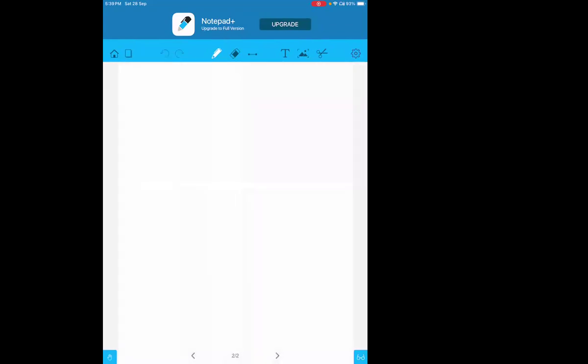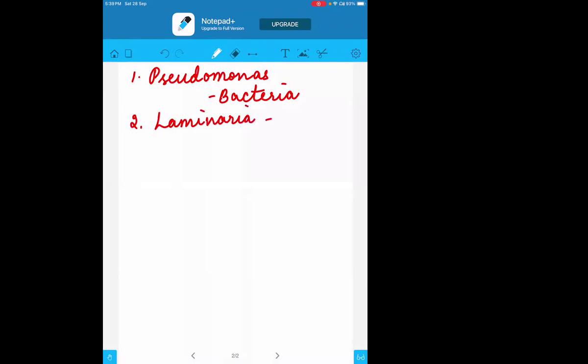Okay. So the first one, Pseudomonas. What are they? They are bacteria. Keep on writing, children, with me. Pseudomonas is the bacteria. Laminaria is the algae. And that too, it is the brown algae.